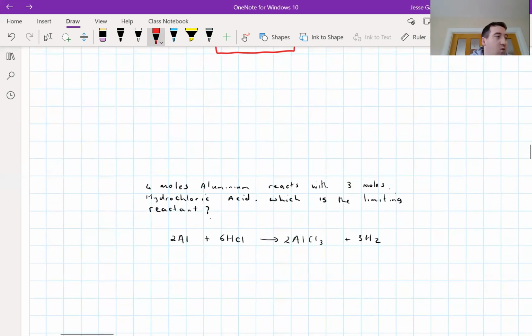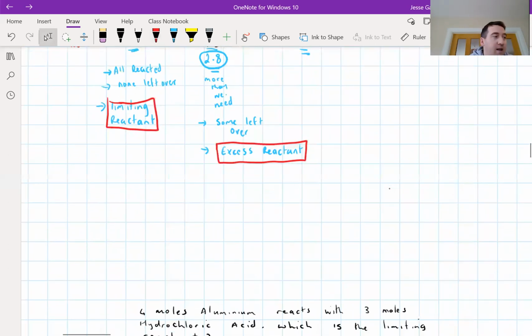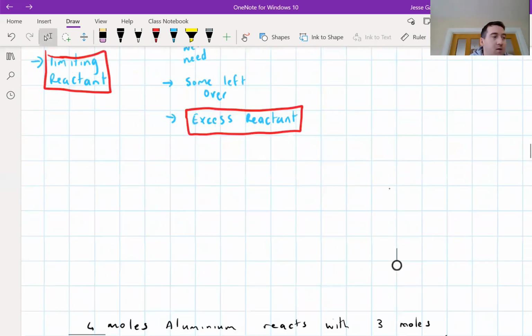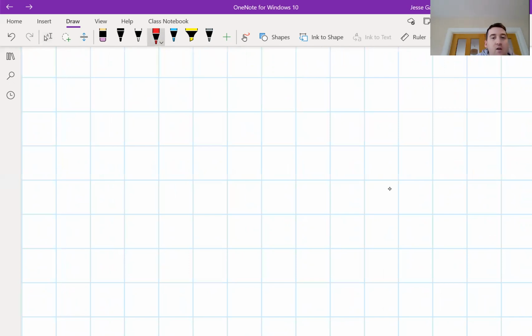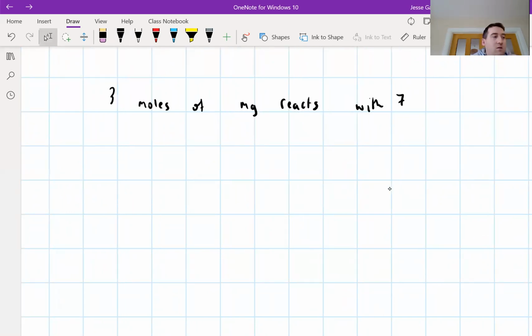So let's just say we had a little example. We'll do one here. Sorry, I'll just write it out here. Let's say we had 3 moles of magnesium reacts with 7 moles of oxygen, O2, which is the limiting reagent. So in a question like this, limiting reactant.